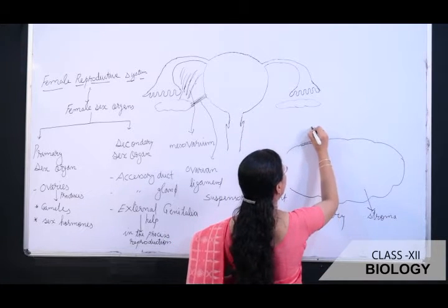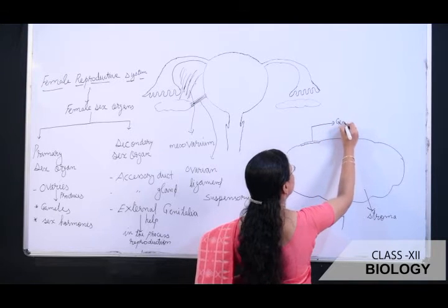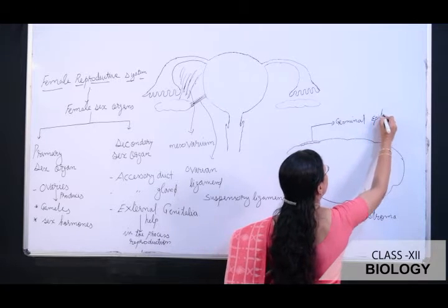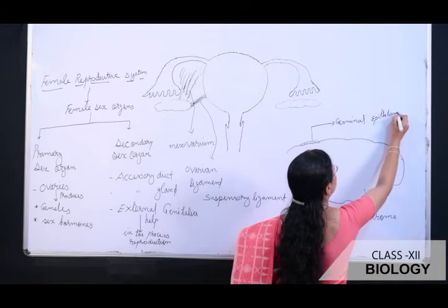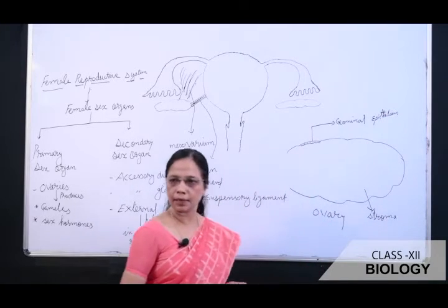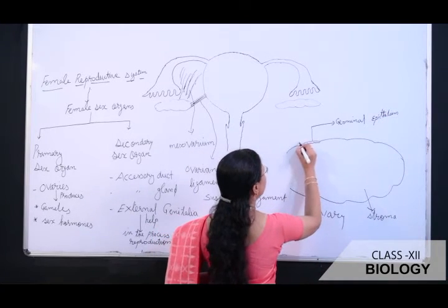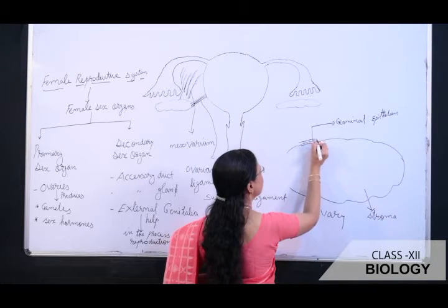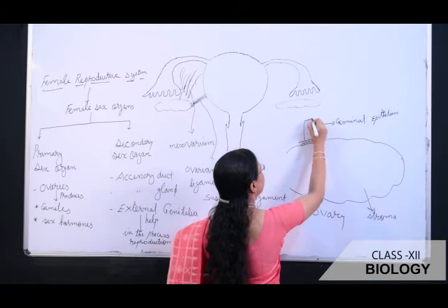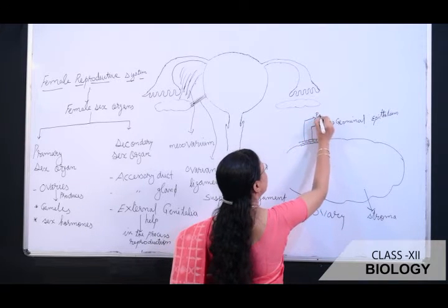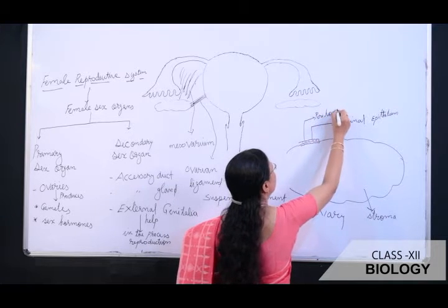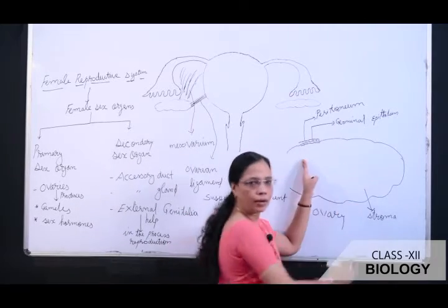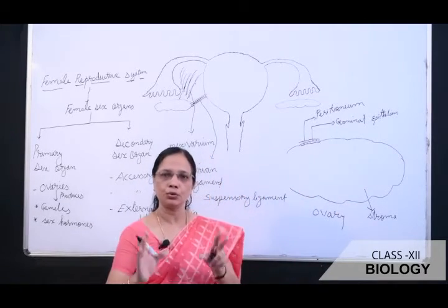That cell layer is known as the germinal epithelium. This is the germinal epithelium, and around this germinal epithelium there is one more layer, that is known as the peritoneum. Okay, now this is the stroma, and this stroma is divided into two regions.